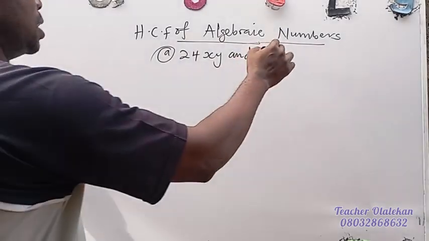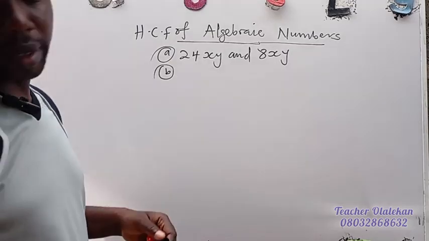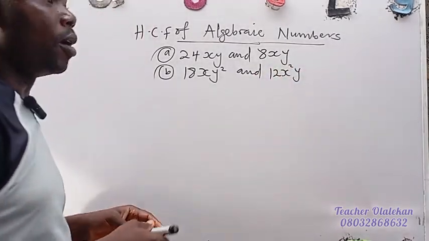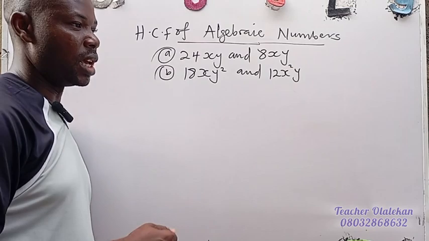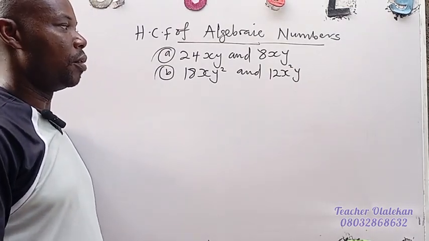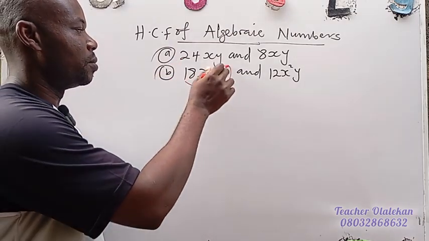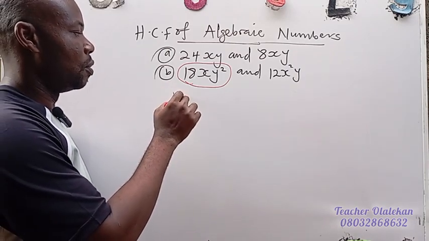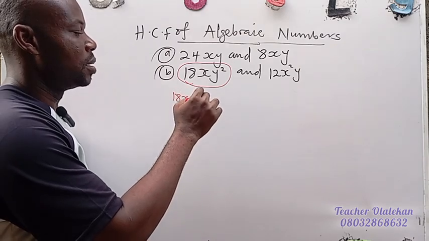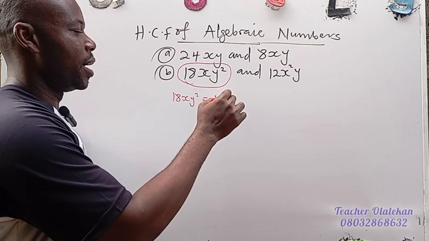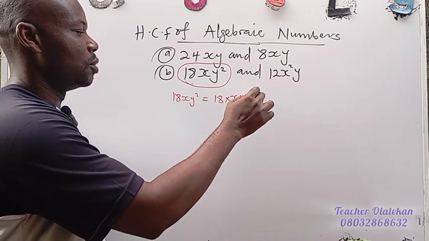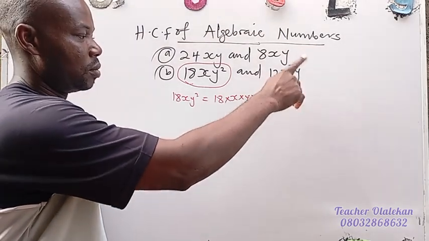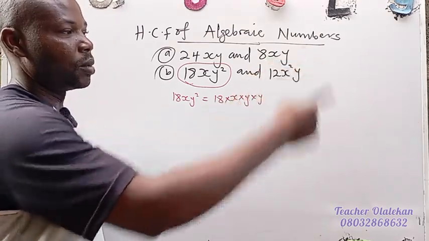And B, we have 18xy squared and 12x squared y. Before I proceed, let me try to explain what every expression means. For example, let's write it in an expanded form. 18xy squared means 18 times x times y times y. And 12x squared y means 12 times x times x times y.